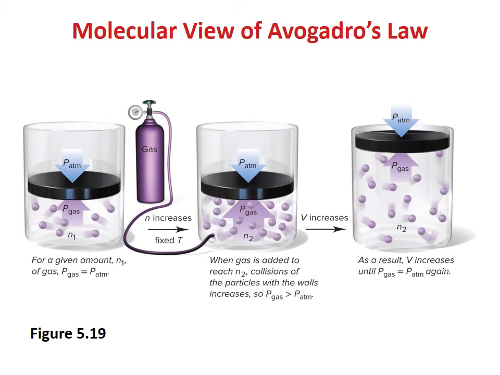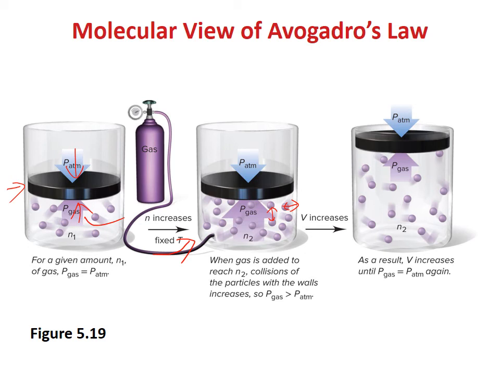Here again shows a cylinder with a movable wall and a gas with pressure equal to the outside pressure, atmospheric pressure. When more gas molecules enter the system, the average distance between the molecules and the wall becomes smaller, and this increases the collision frequency and increases the pressure.